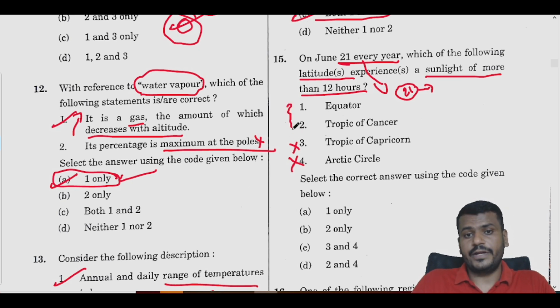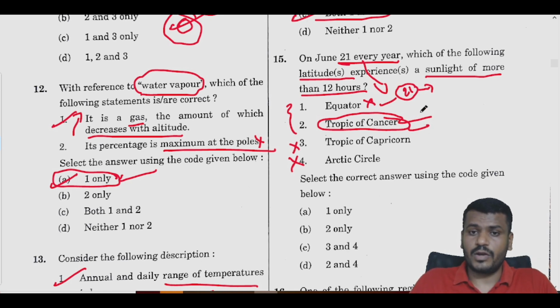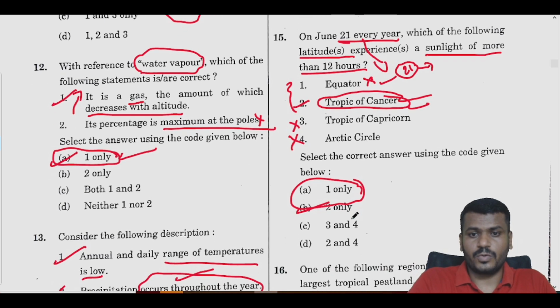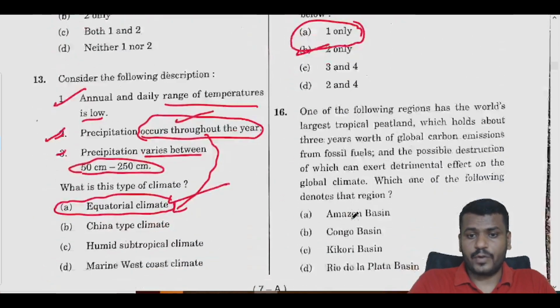Two will definitely come to your mind: the equator and the tropical region, Tropic of Cancer. If you look at India, definitely Tropic of Cancer. Based on India you can answer. At the equator it is more than that many hours, and at the Tropic of Cancer it is 12 hours. Every year on June 21st we celebrate Yoga Day, guys. So only 2 is the right answer. Even if you come across 1 and 2, you have to eliminate 1. So Tropic of Cancer is more appropriate.